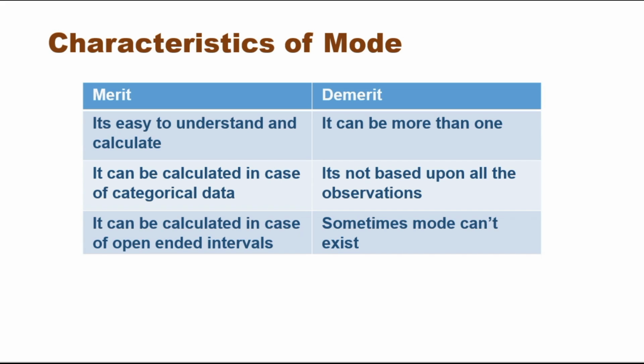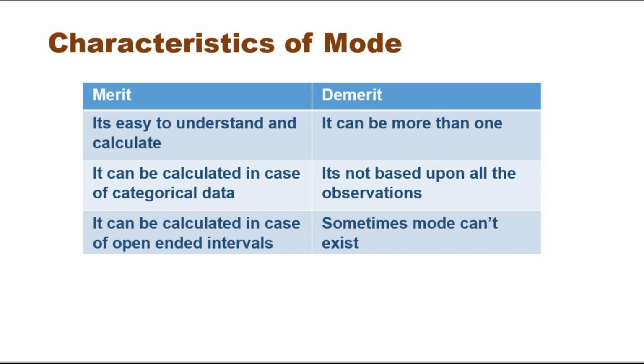What are the characteristics of mode? It is easy to understand and calculate. It can be calculated in case of categorical data. It can be calculated in case of open-ended intervals. Its demerit is it can be more than one.